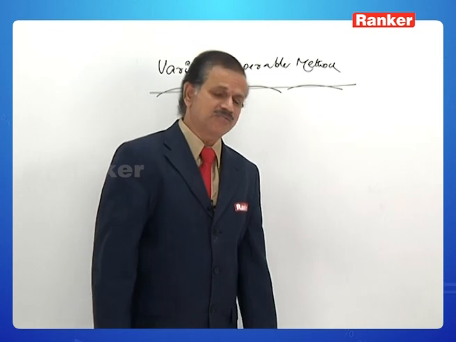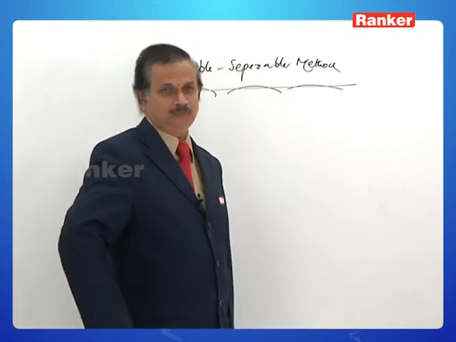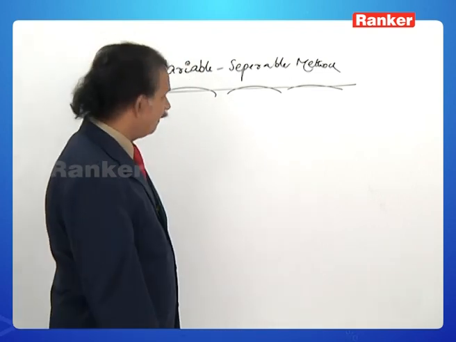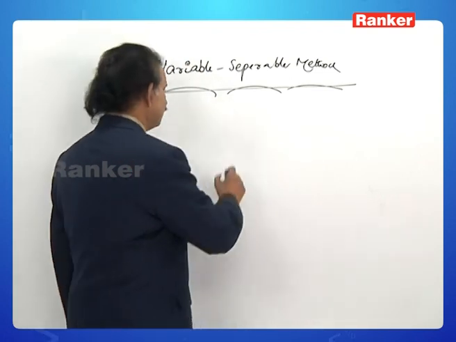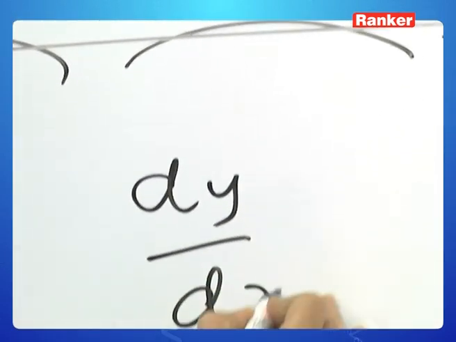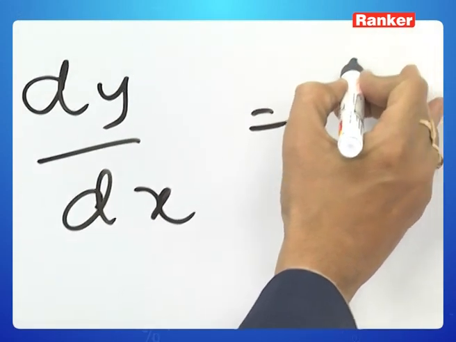Variables separable or simply variable separable. What is the meaning of that particular method? It's very simple. Look here. Suppose you have dy by dx is equal to x by y.